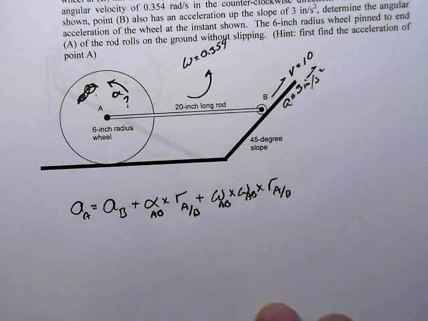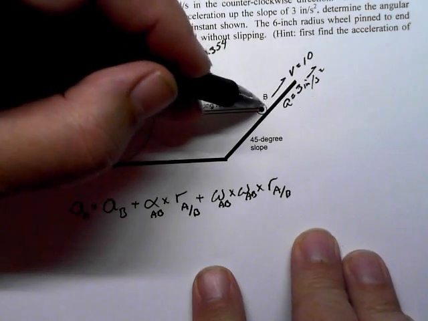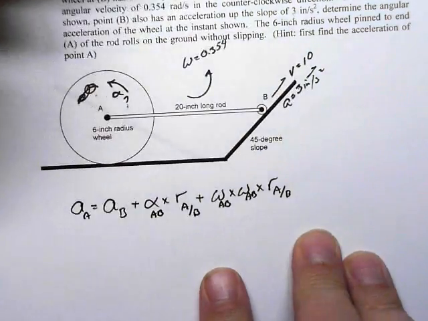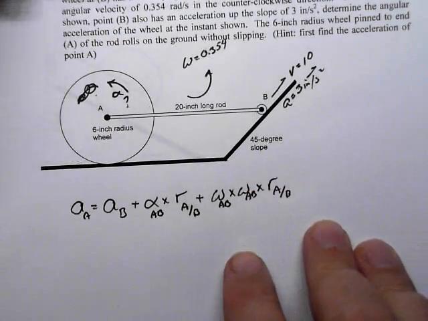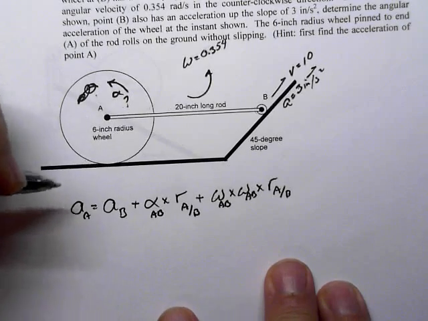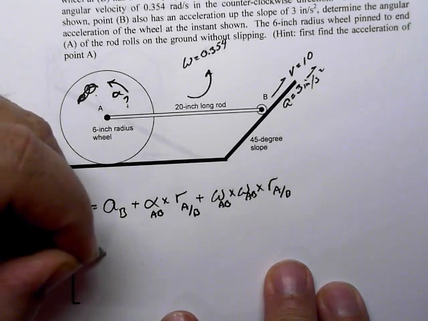And so now we know the sense of everything, and the acceleration of B is a vector, and it is 3 meters per second up the 45-degree slope. And so here's what we're going to say. The acceleration of A, let's go ahead and write this as a vector.